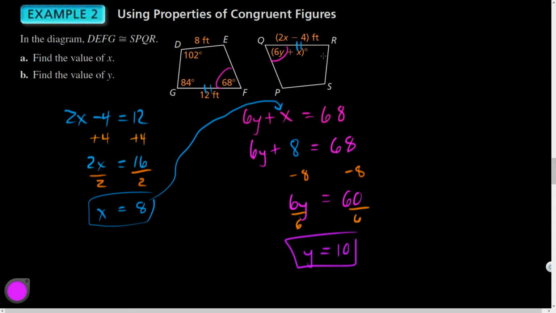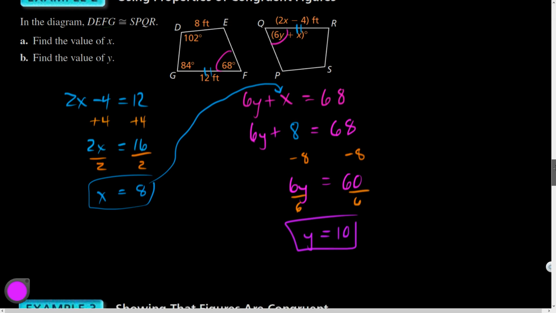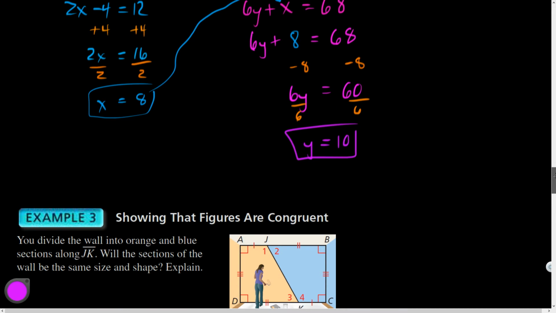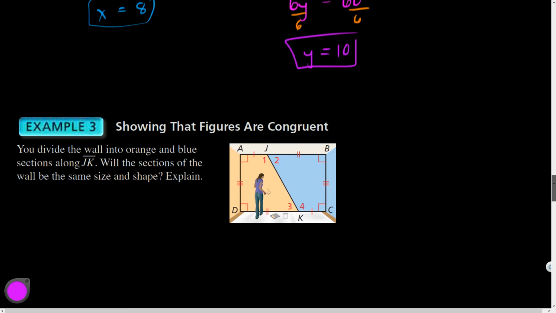Yeah? You good? Do we get to do example 3? I don't remember. Here we go, here we go. Example 3. Oh, guys, have you ever painted a room and then you're like, oh, trapezoids?